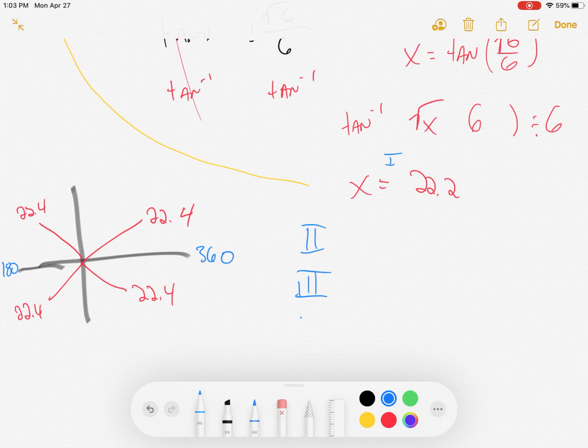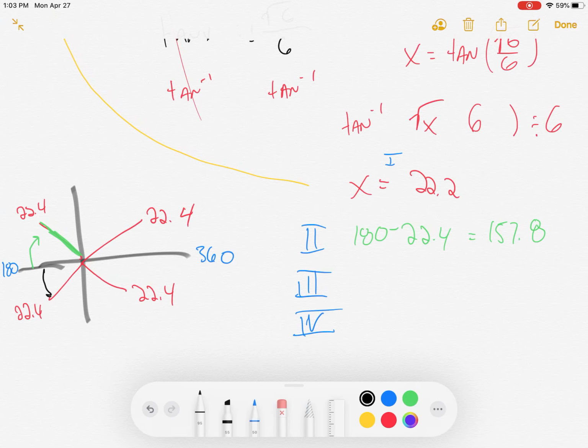What about quadrant 2, quadrant 3, and quadrant 4? Well, for quadrant 2, I'll write in green for this one, I move back from 180. So I do 180 minus 22.4. I think you get 157.8. 157.8 is your answer in quadrant 2. That's this one right here.